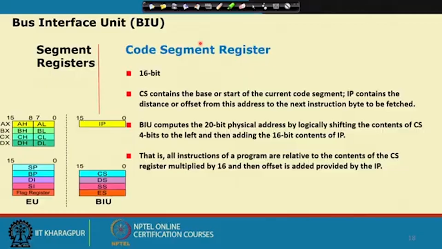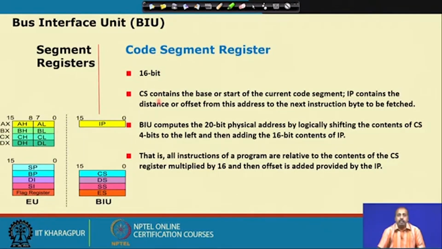Of course, there are override options, it is not mandatory that the code segment register cannot be used for data access. That can be done, but there should be some explicit overriding. If you do not take that overriding, then the code segment register, a 16-bit register, contains the base or start of the current code segment. And IP, the instruction pointer, will contain the distance or offset from this address to the next instruction byte to be fetched.